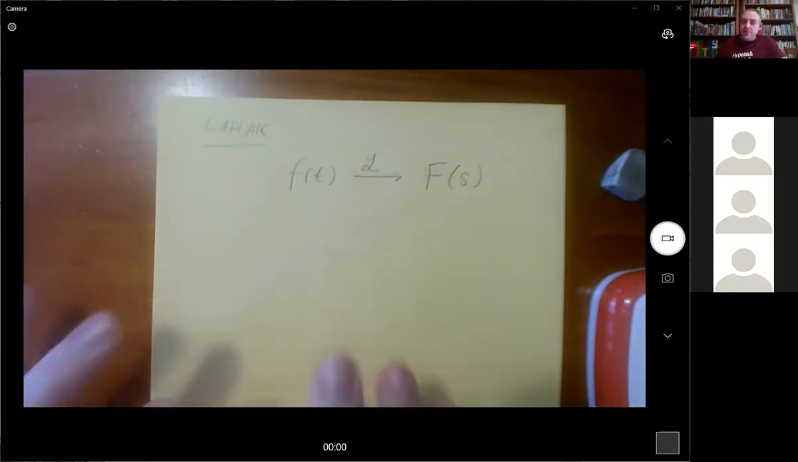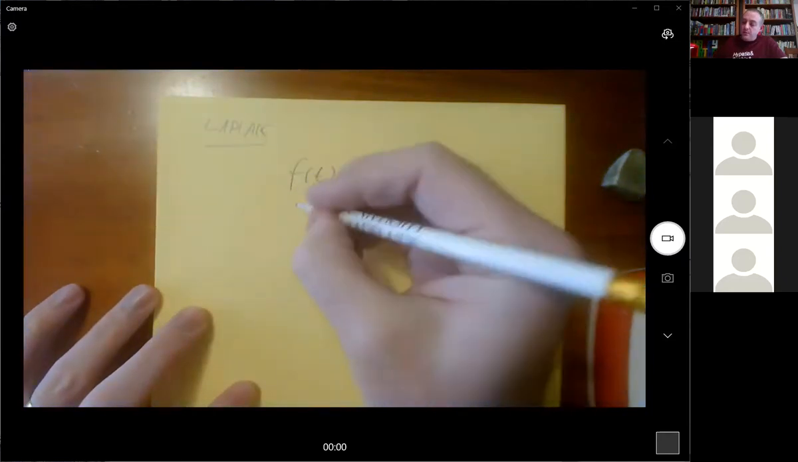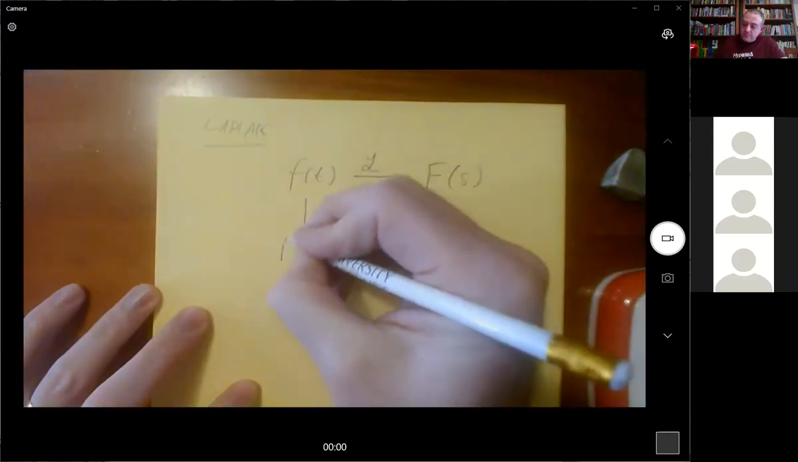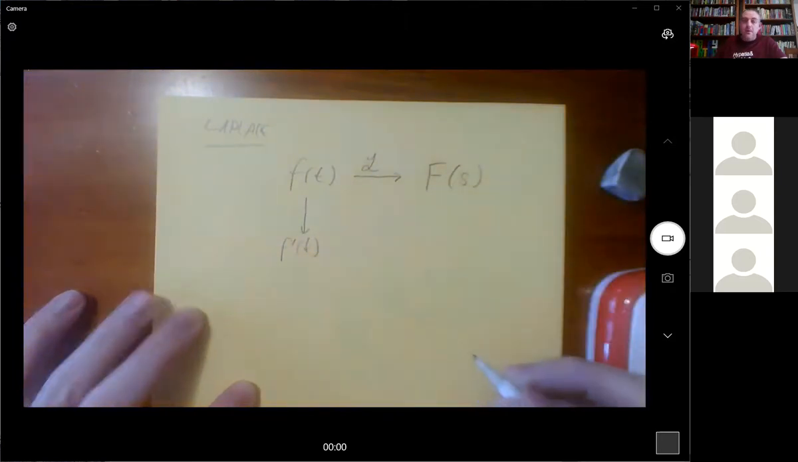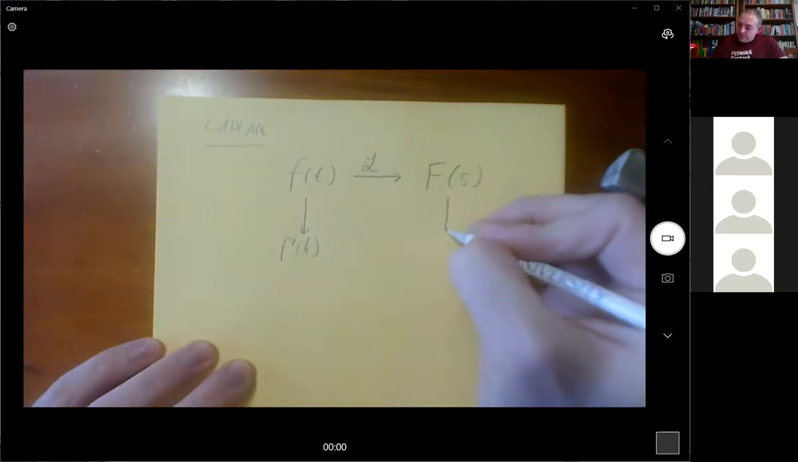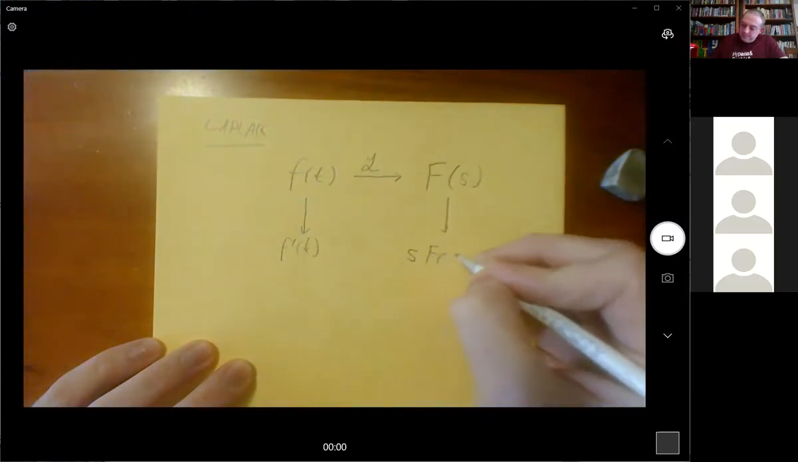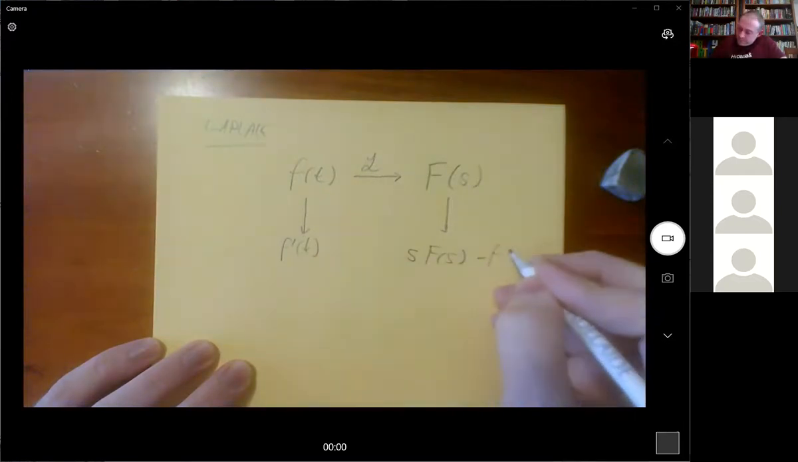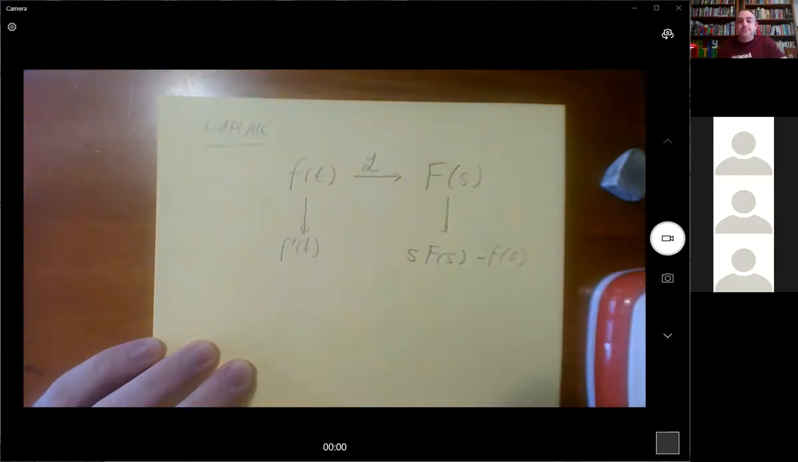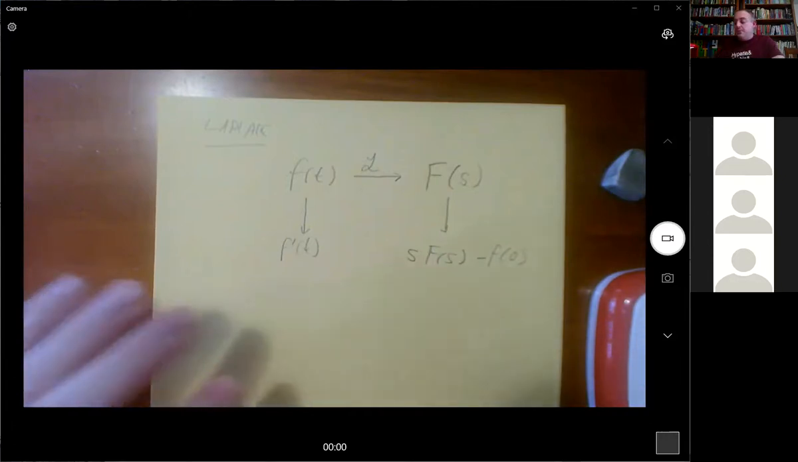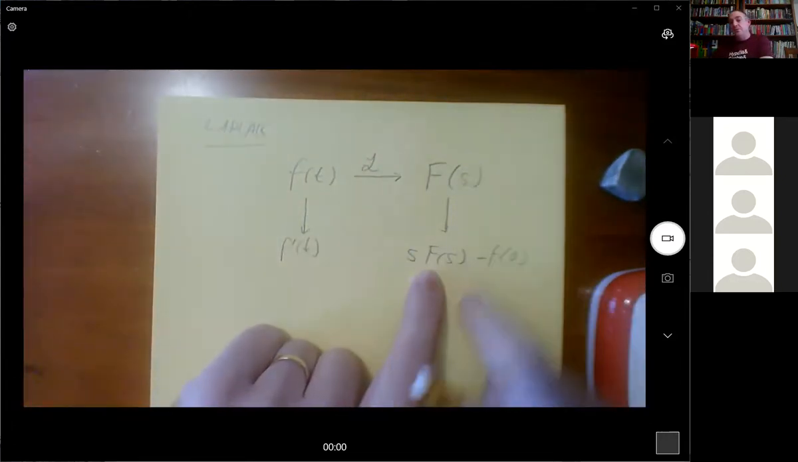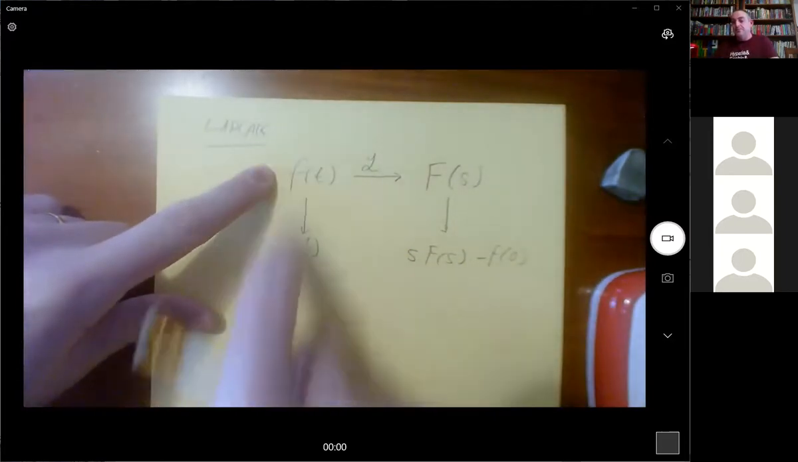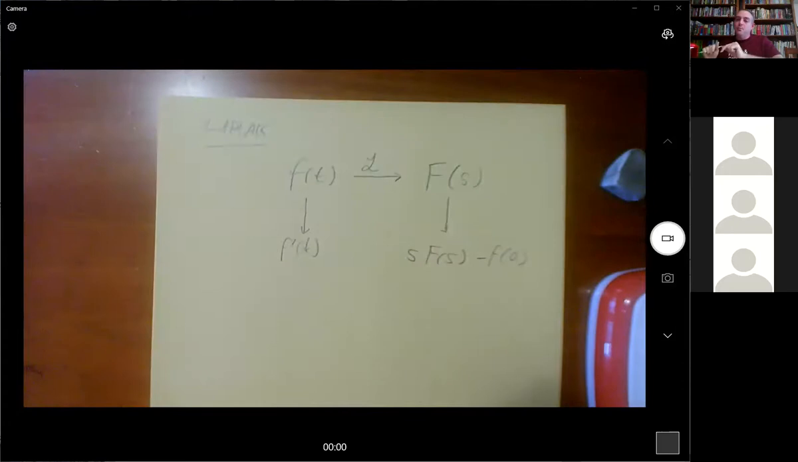And the big idea of a Laplace transform is that doing the derivative here is the same as multiplying by S here, and taking off the original value. This calculation is easier to deal with than this calculation. And that's why people use Laplace transforms. I'll talk about what they are in a second.